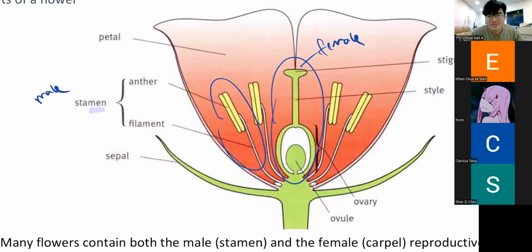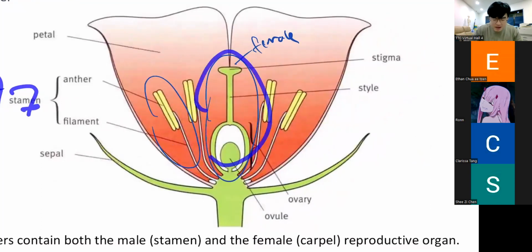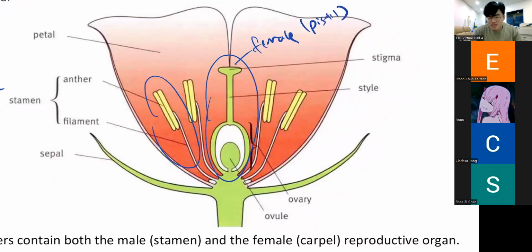Men is 男孩子, 男人, so male lah, male is the stamen, and then the female part is actually called pistil, but it's not mentioned here. If you want, you can write it down. So that's your pistil, right?